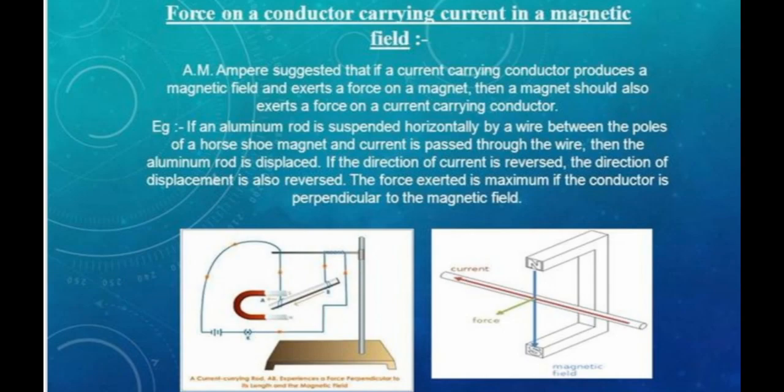Then if you want to change it to move downwards, you have to change the direction of current. By changing the direction of current, we can change the motion of the conductor. Means either upwards or downwards or left and right, we can do by changing the direction of current.